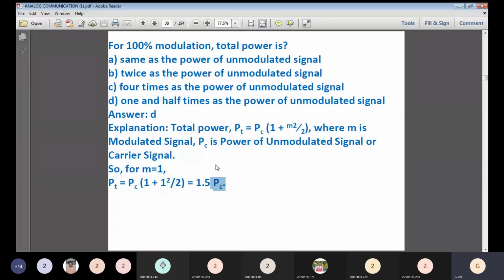In the next class, we will continue with the amplitude modulation methods. What modulators are available? What receivers are available?